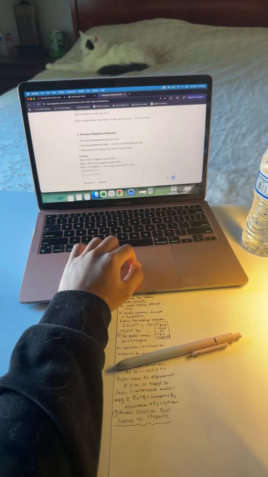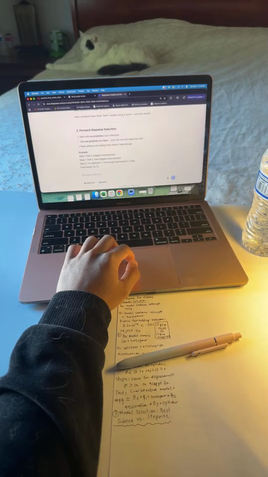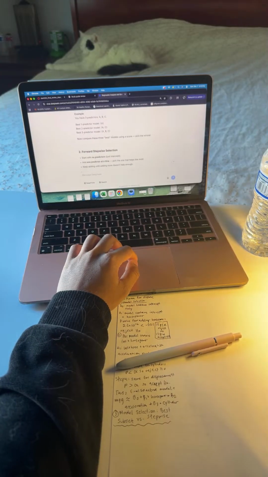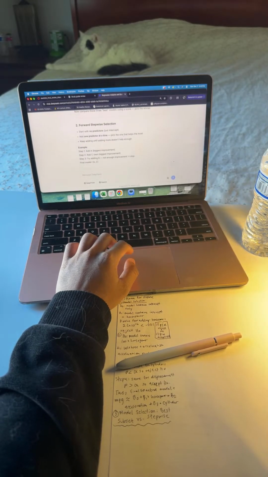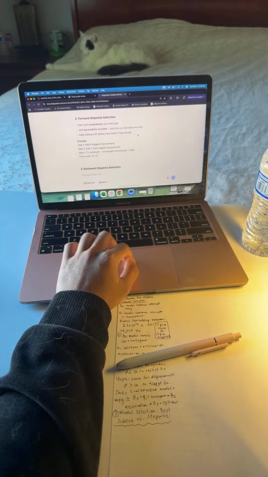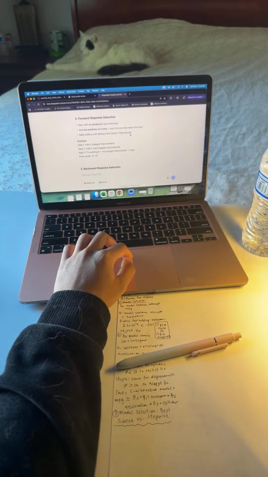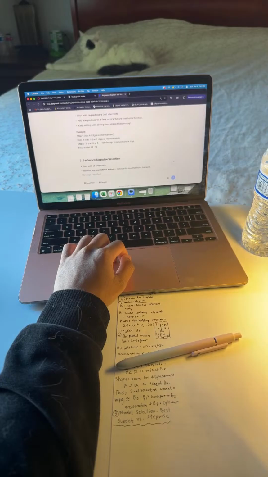Forward stepwise selection. Start with no predictors, add one predictor at a time. Pick the one that helps the most. Keep adding until adding more doesn't help enough. Okay.